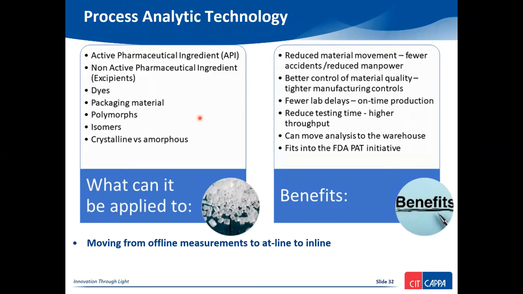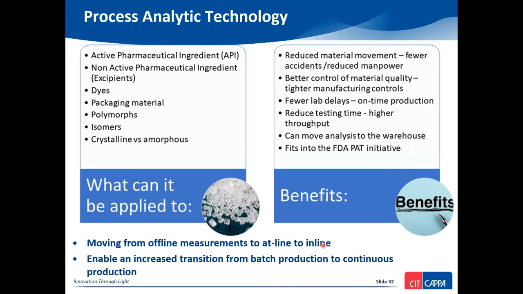And a key push is moving from offline measurements. So in many cases, the sample is taken from a production facility and sent to the laboratory for analysis, which is not bad, but obviously it's slow. But the field is increasingly moving to bringing the optical sensor into the factory next to the line. So at least you can take your sample and get it tested within minutes, and further moving to where the optical sensor is built into the production process itself, giving you real-time data on what's happening.